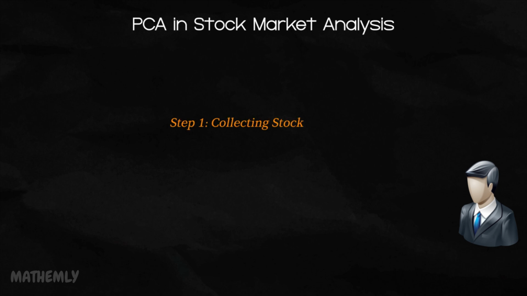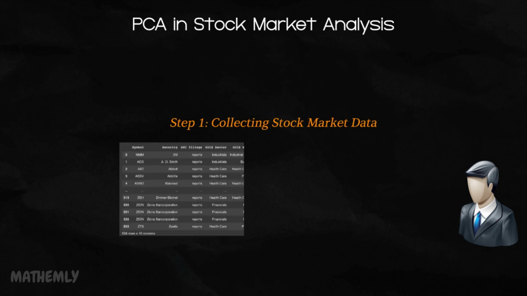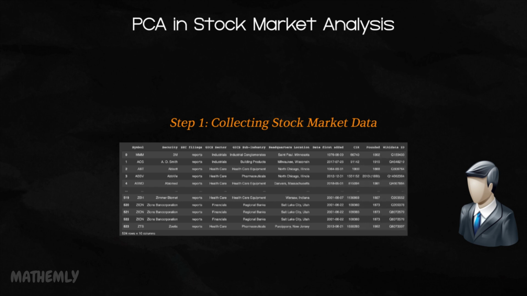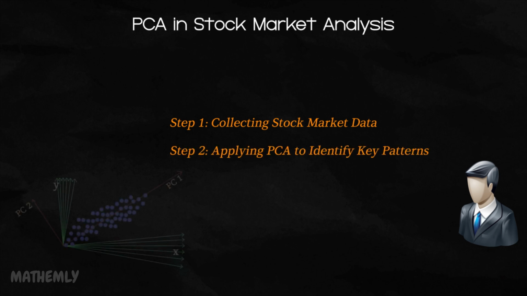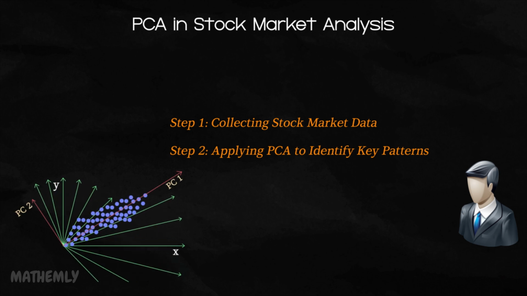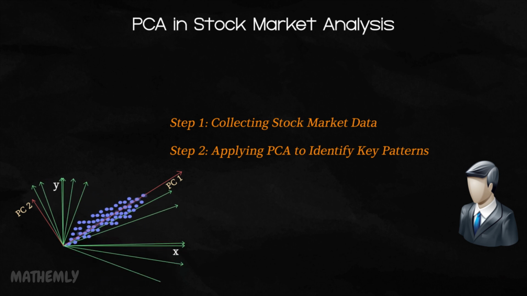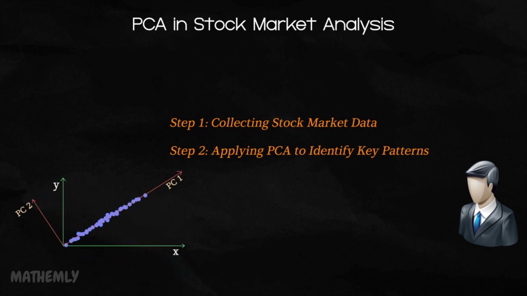Step 1. Collecting stock market data. A dataset contains daily price movements, volatility, and other financial indicators for hundreds of stocks. Some of these variables are correlated. For example, stocks in the same industry tend to move together. Step 2. Applying PCA to identify key patterns. PCA analyzes which factors influence the stock movements the most. Instead of looking at hundreds of individual stock prices, PCA finds a few principal components that represent market trends.